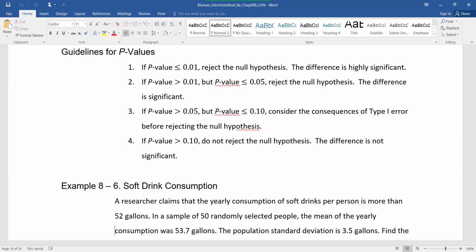If the p-value is greater than 0.1, we will not reject the null hypothesis and the difference is not significant. So we cannot claim that the null hypothesis is false. We'll have to say we failed to reject. Any questions there on looking at the p-value and the intervals? Again, notice the word: if it's less than 0.01, we use highly significant. If it is between 0.01 and 0.05, it's just significant.